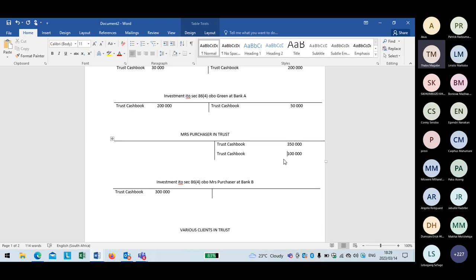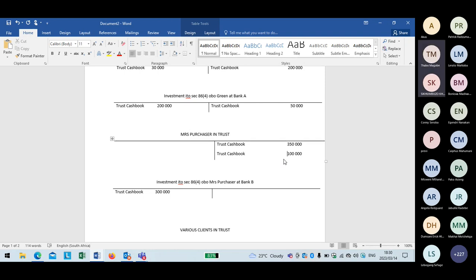Before you pay, you must first check if your client has sufficient funds in the trust account to cover that disbursement. If your client has sufficient funds, you will pay the disbursement from the trust account. But if your client does not have sufficient funds in the trust account, then pay the disbursement from your business account. In paying this disbursement from the business account, you are making use of your own money, which your client will reimburse later.